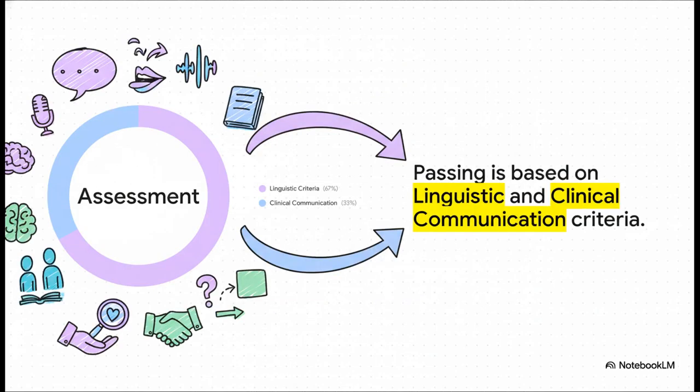So what are they actually looking for? Well, the criteria fall into 2 big buckets. You've got linguistic criteria, that's your grammar, fluency, pronunciation, that kind of thing. And then you have clinical communication criteria, which is all about your professional skills, like showing empathy, building a relationship, and explaining things in a way the patient can understand.